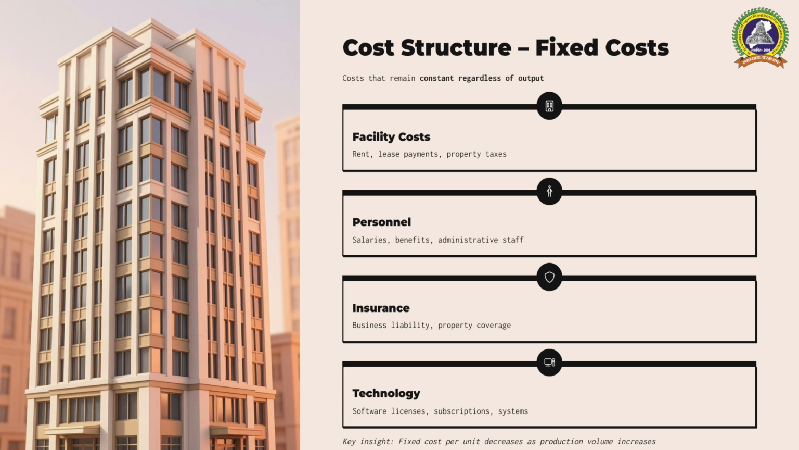There is an important factor here regarding economies of scale. While the total fixed costs remain the same, the fixed cost per unit drops as you produce more. If your rent is $1,000 and you make 1 unit, that unit carries the full burden of the rent. If you make 1000 units, each unit only carries a burden of $1. This concept is vital for high volume producers.